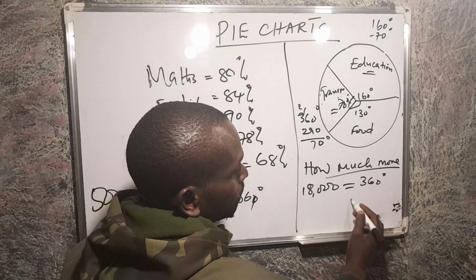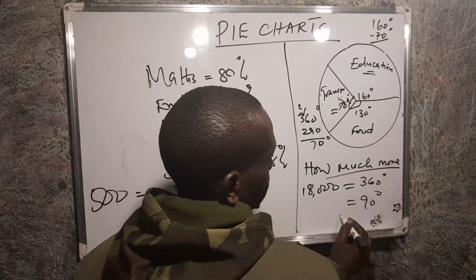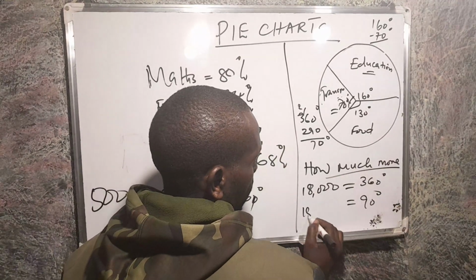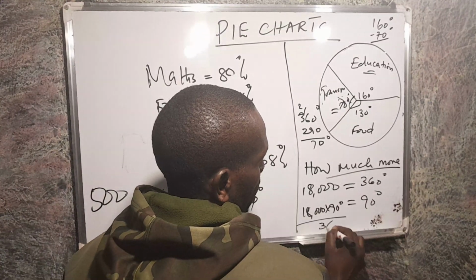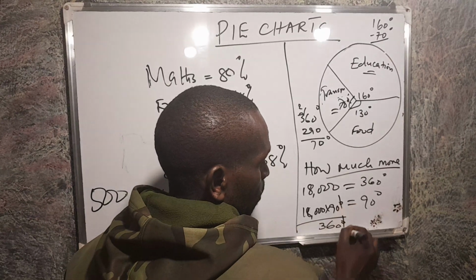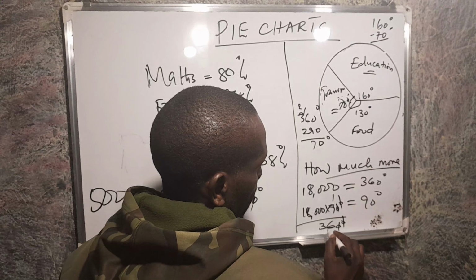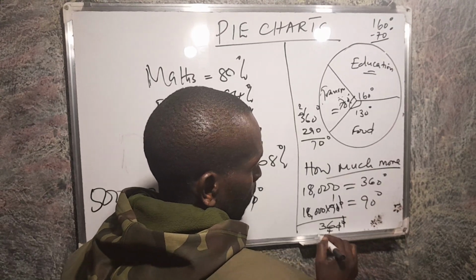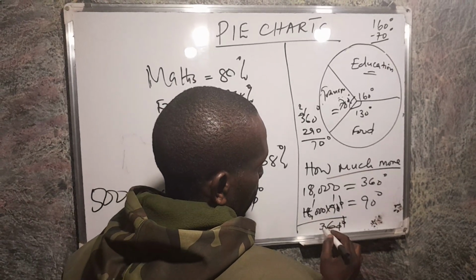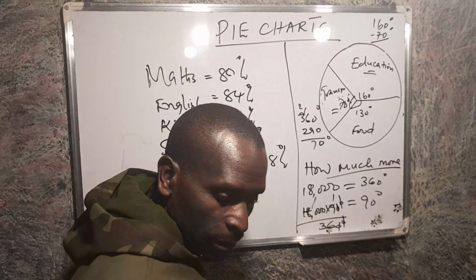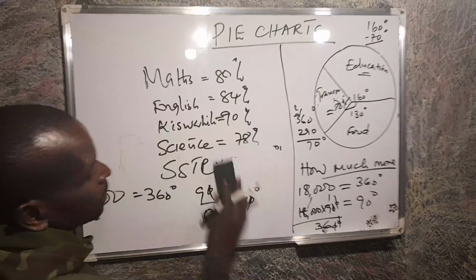Then ask yourself, 18,000 is equal to 360 degrees. What about 90 degrees? Then you cross multiply. That will give you 18,000 times 90 degrees divided by 360 degrees. Divide this properly.